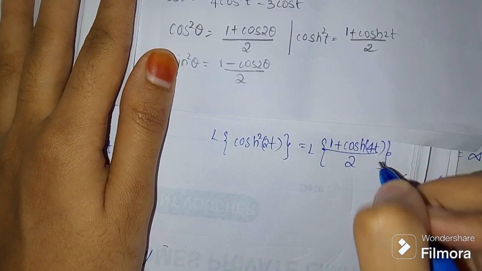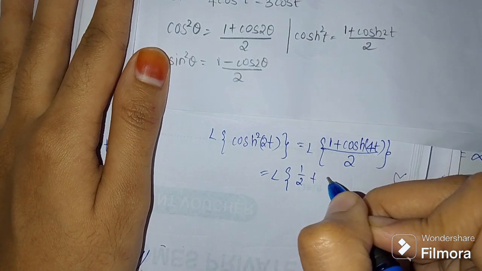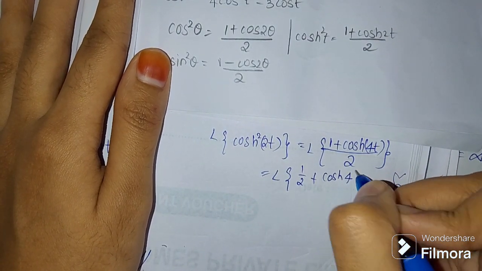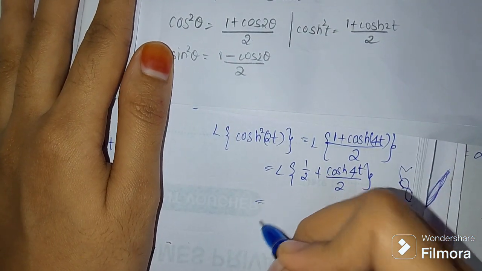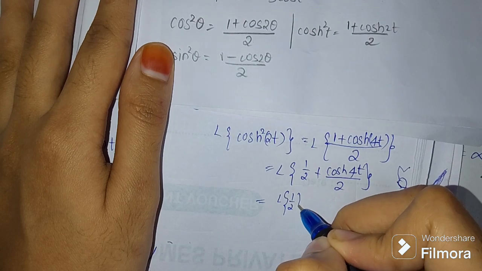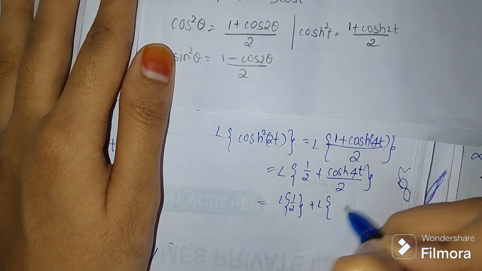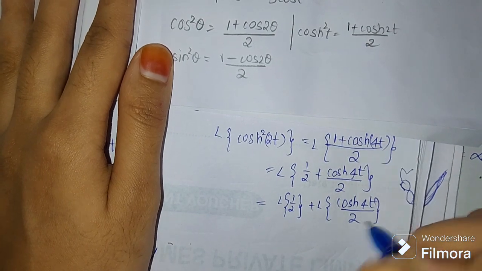Now what will it become? Laplace of 1 by 2 plus cosh 4t by 2. If you want, you can put the constant outside. Laplace of, so you should write like this. This is linear property. You should write this step in the exam by linear property.